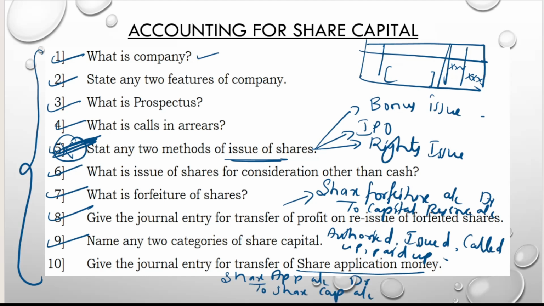Share application account debited to share capital account. Please, while writing the journal entry, don't use the short forms. You are not supposed to use the short forms. Okay. Share application account debited to share capital account.